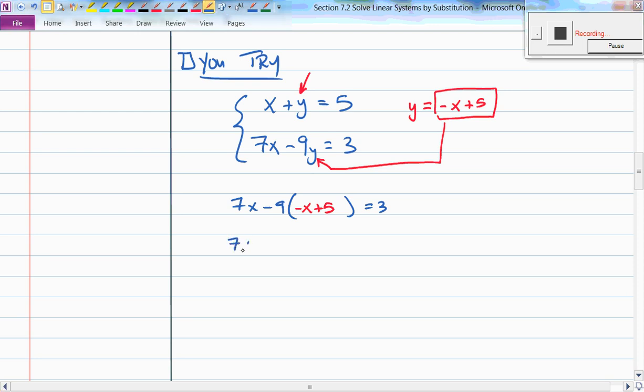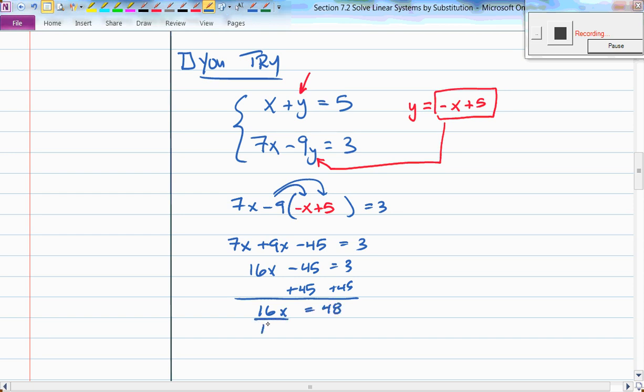So I can see I'll have 7x. I'll distribute here. Negative 9 times the negative x is a positive 9x. Distribute negative 9 times 5 is a negative 45, is equal to 3. 7x and 9x is 16x, and minus 45 is equal to 3. So we'd add 45 to both sides, and we get 16x is now equal to 48. We'll divide both sides by 16, cancel them out, and x would have to be 4.